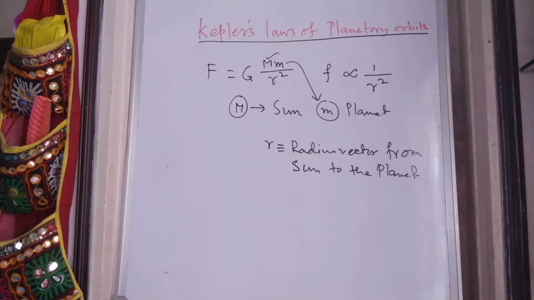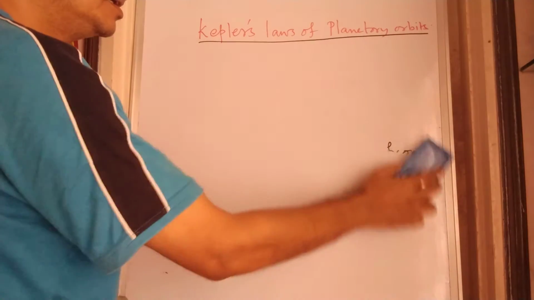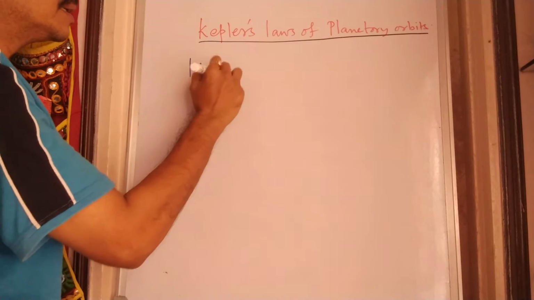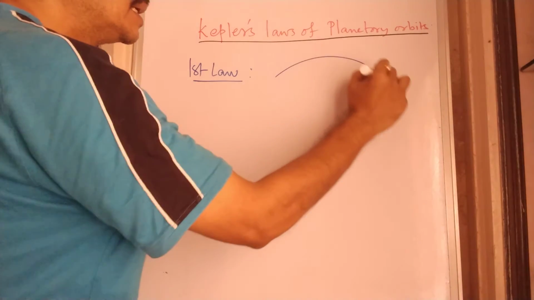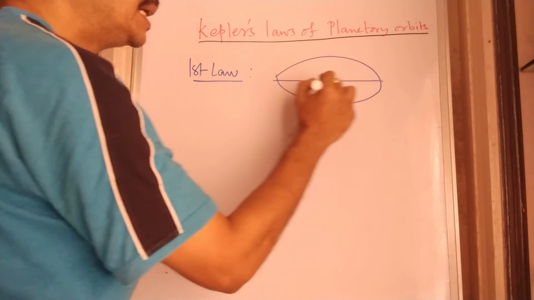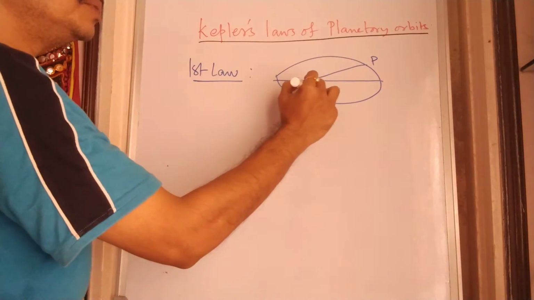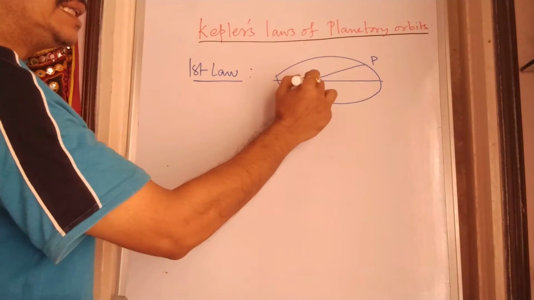Okay, Kepler stated three laws relating to the motion of all the planets around the Sun. Actually, Kepler's first law states that all the planets revolve around the Sun in an elliptic orbit with the Sun at any one of its foci, either this focus or this focus.